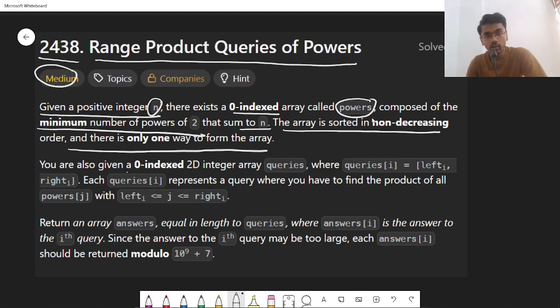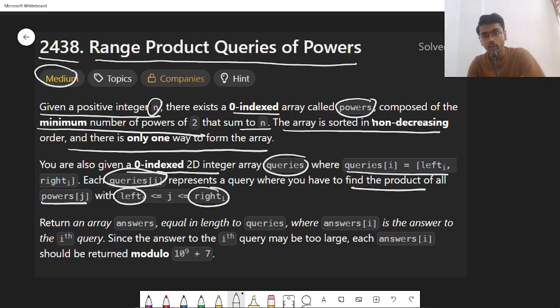You are also given a zero indexed 2D integer array called queries, where queries[i] denotes left_i, right_i. Each query represents a query where you have to find the product of all the powers[j], where j lies between left_i and right_i. We'll understand the question with the help of an example because the problem statement is a little bit long. But for now, continue reading.